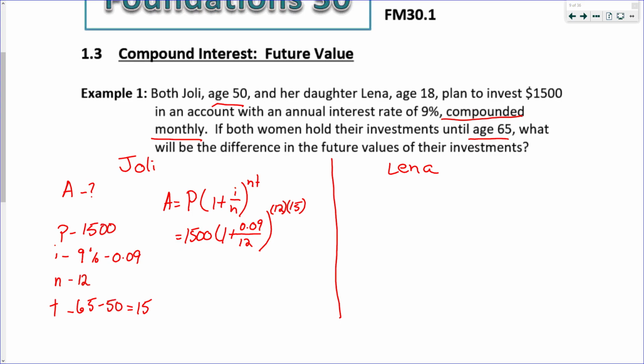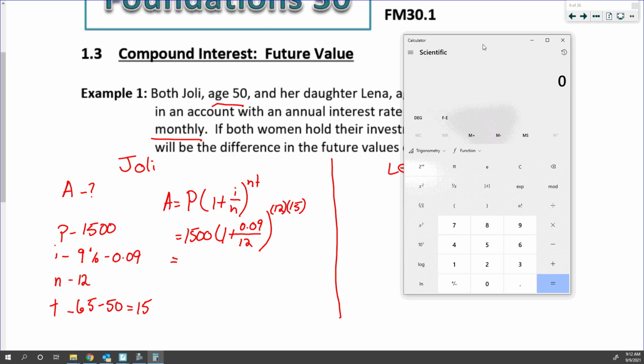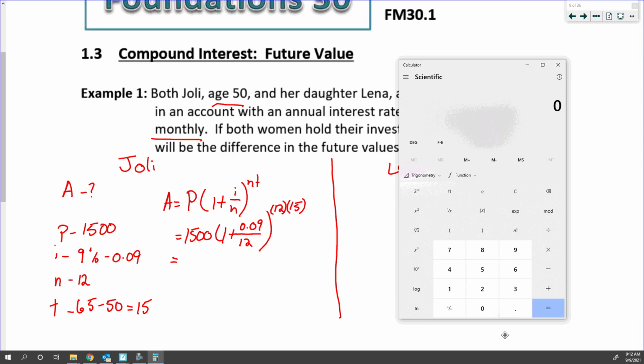Now to do the calculation, I'm going to pull out my calculator and bring that on screen so you can see what I do. I start with the fraction first, the 0.09. I divide by the 12, it equals. Add the 1, it equals. I raise that, so I use my exponent button. Did the 12 times 15, so I'm going to put the 12 times 15 in brackets, just to make sure my calculator does what it's supposed to. It equals. And now I'm going to times that by 1,500. It equals.